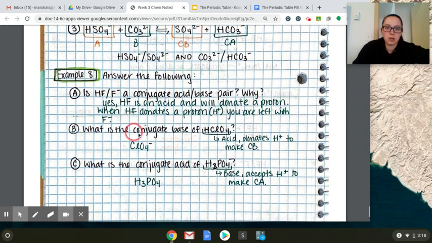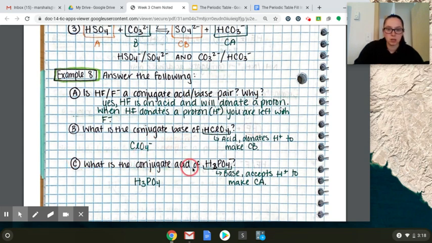B, what is the conjugate base of HClO4? If I'm looking for a conjugate base, that means HClO4 is an acid, and it's going to donate a proton in order to make a conjugate base. And so I just need to get rid of both a hydrogen and a plus charge. That's what we need to remember here. I have ClO4 minus.